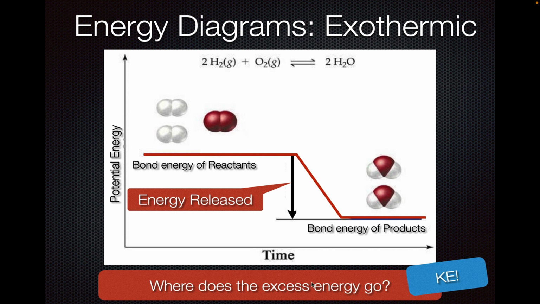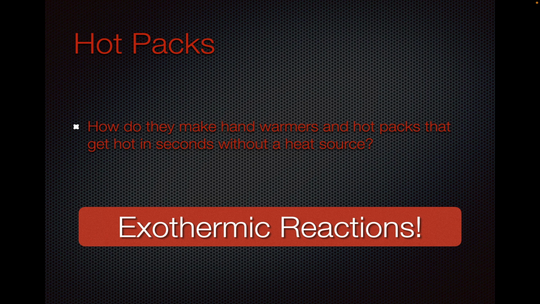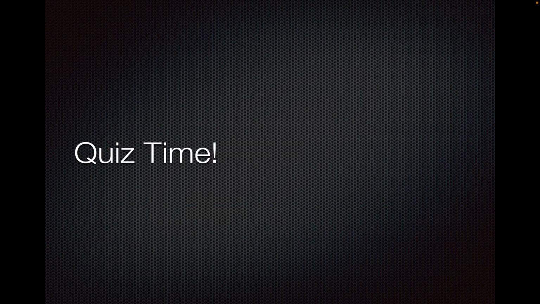So where does the excess energy go? To kinetic. So endothermic reactions get colder and they steal from kinetic energy. Exothermic reactions get warmer and they give back to kinetic energy. And this is how hot packs work. So a hot pack does the exact opposite. When we open up those disposable hot packs, they undergo a reaction that has too much extra energy and it releases it out for us to warm up our hands.